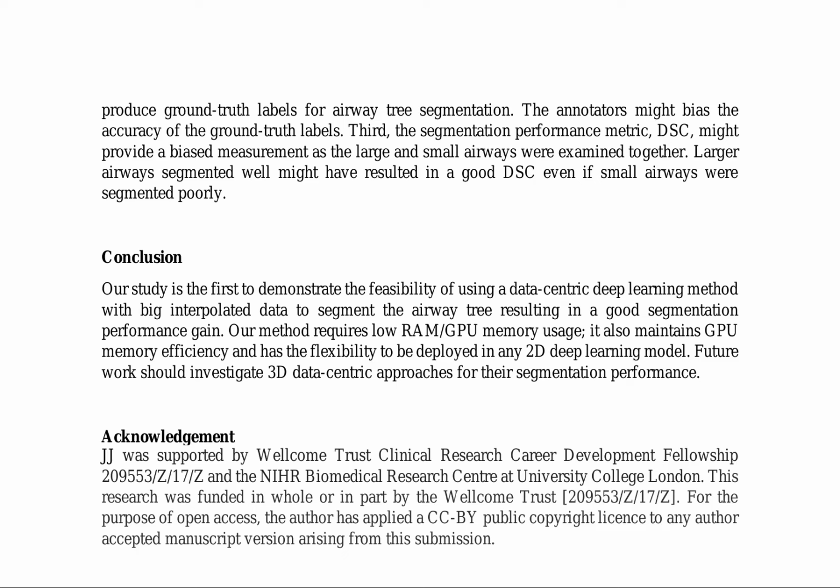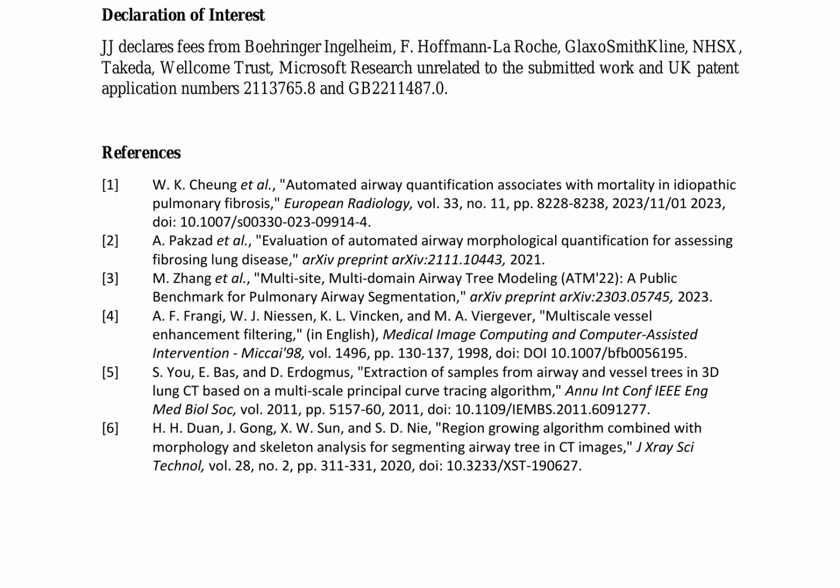This study contributes to the existing body of research on automated airway quantification, evaluation of automated airway morphological quantification, and airway tree modeling. The authors' approach builds upon previous works on multiscale vessel enhancement filtering, extraction of samples from airway and vessel trees, and region-growing algorithms for segmenting airway trees in CT images. By leveraging these techniques and developing a data-centric deep learning method, the authors have made significant progress in airway segmentation, paving the way for further research and applications in this field. The study was funded by the Wellcome Trust and the NIHR Biomedical Research Centre at University College London.